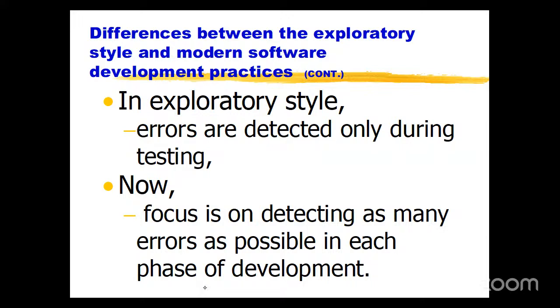In the exploratory style, errors are detected only during testing. Now we are focusing on detecting as many errors as possible in each phase of development. Previously, errors were detected only when the project was given for testing. But as of now, we are testing in each and every phase. Whatever errors you encounter in the requirements phase, you identify and rectify. If they are in the design phase, you identify and rectify. If in the construction phase, you identify and rectify. If in the testing phase, you identify and remove them.